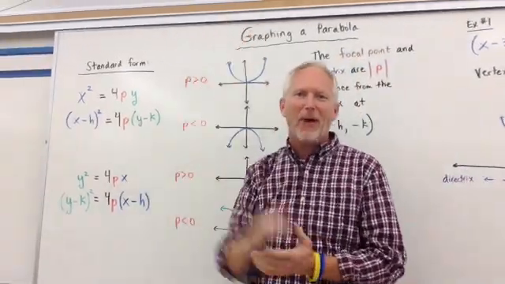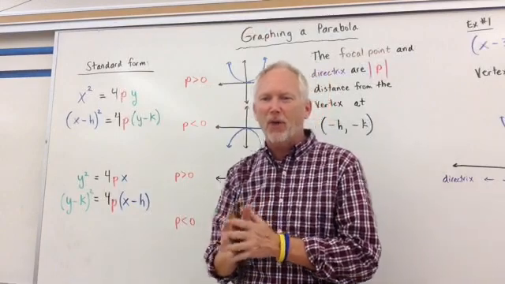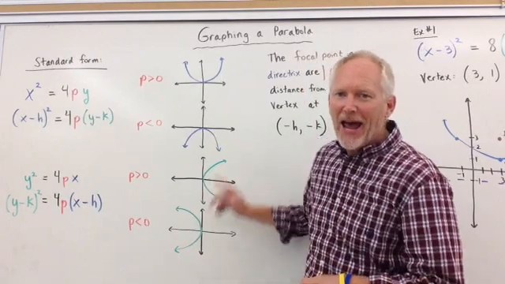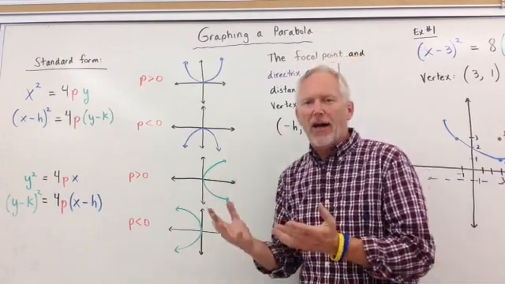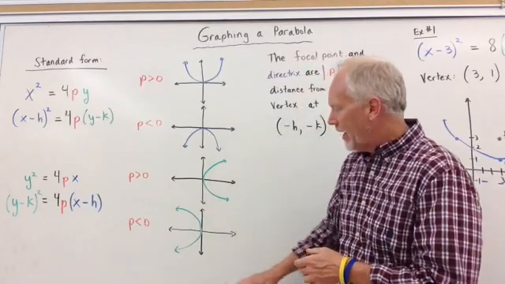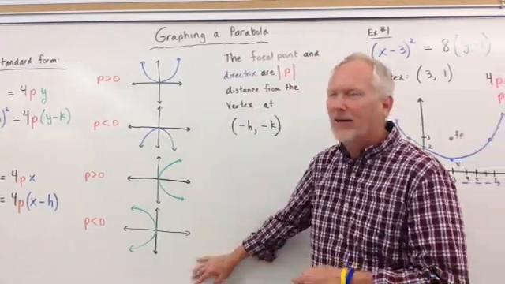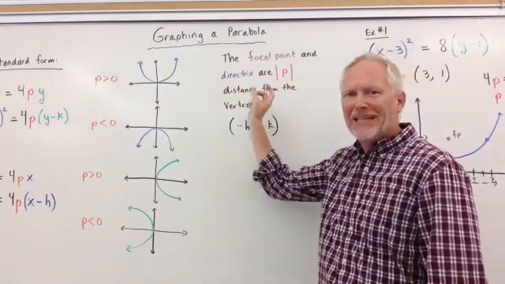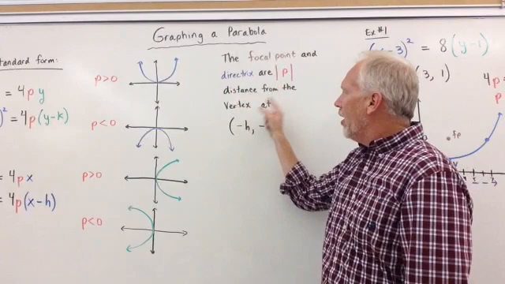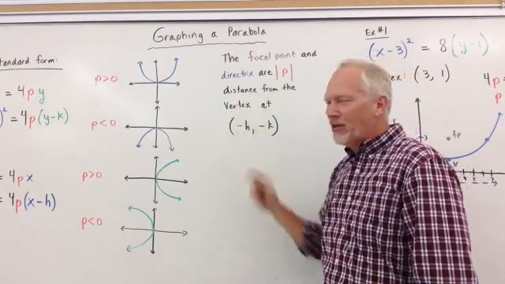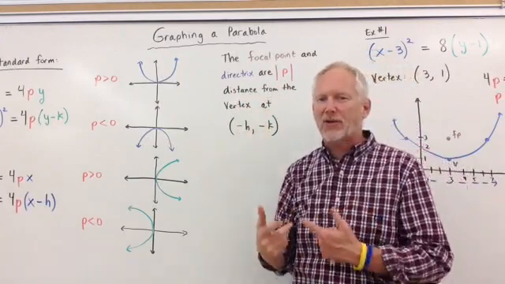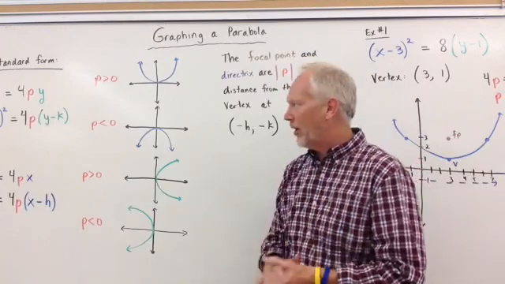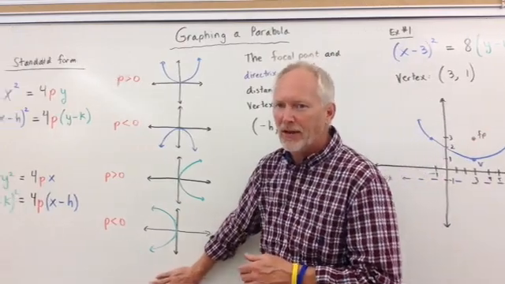Here we're graphing parabolas. This time we are going to do it where we have the center at (h, k). Now, I do it a little differently than some people. What I tend to do is look at the focal point and the directrix as the absolute value of p distance from the vertex at negative h, negative k. The reason I do that is just to remind us to take the opposite sign of what is in the parentheses. Okay, so let's look at what that is.